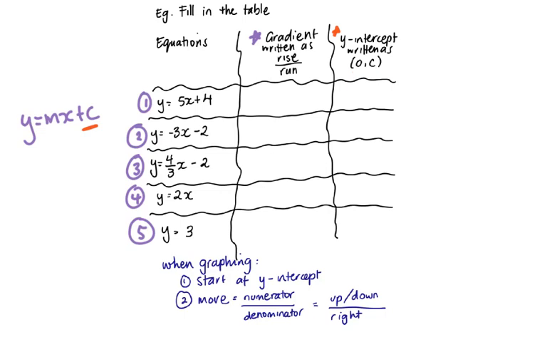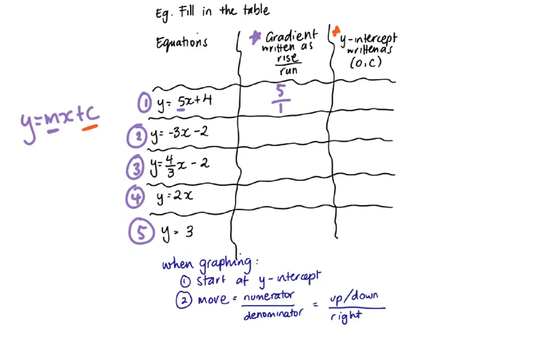So let's look at our first equation. The first thing we're going to look at is to find the gradient. And remember, that's that coefficient number. If we look at this particular equation, y equals 5x plus 4, the coefficient is 5. But I want to write it as a fraction, and with whole numbers, we write it as 5 over 1. So the gradient for this particular equation is 5 over 1.